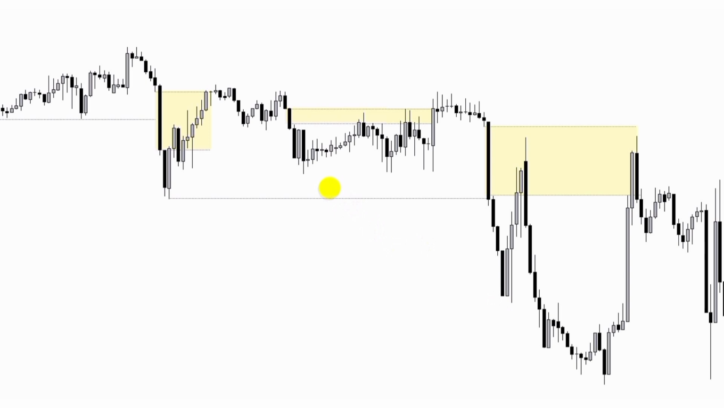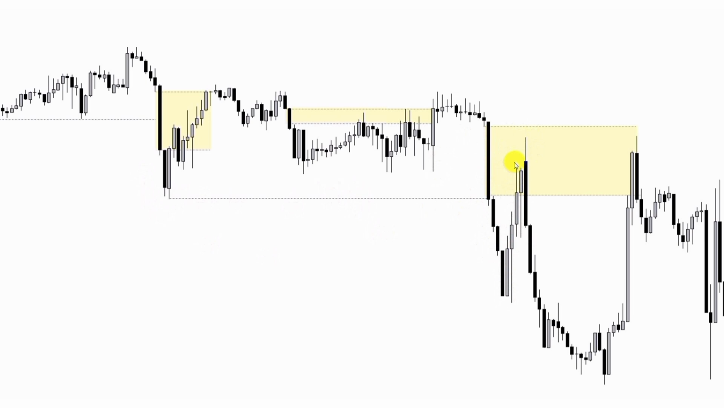I told us that the market actually moved to fulfill 3 things: fill up inefficiency, take out internal range liquidity, and also the external range liquidity. So now what we can see is that price took out this low, took out this external range liquidity. Now you can see that price returned to fill up the what? Fair value gaps, to fill up the imbalance in the market.